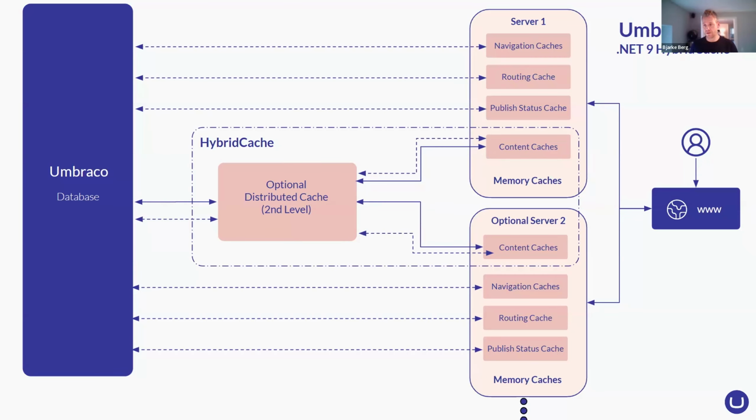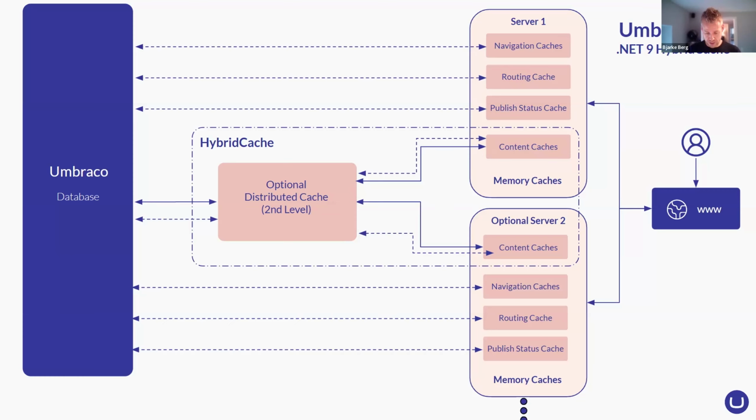On this diagram, the dashed lines show what is updated on events. So the navigation caches, routing caches, and published status caches are updated on each server. Every time something happens, the information is pushed out, so the content is up to date. Obviously, the removal of stuff is also pushed out, but if something is missing in the cache, it is fetched on request time from the second level cache if it's there, or even the third level cache, which is the database.